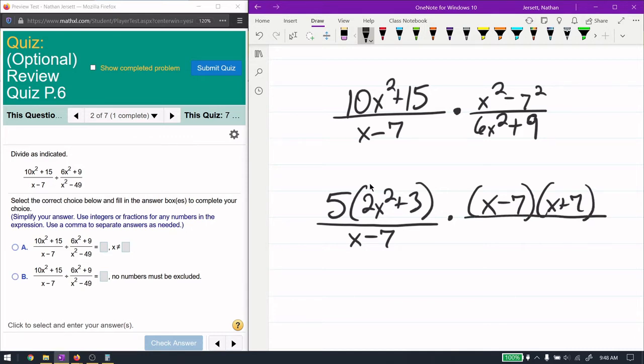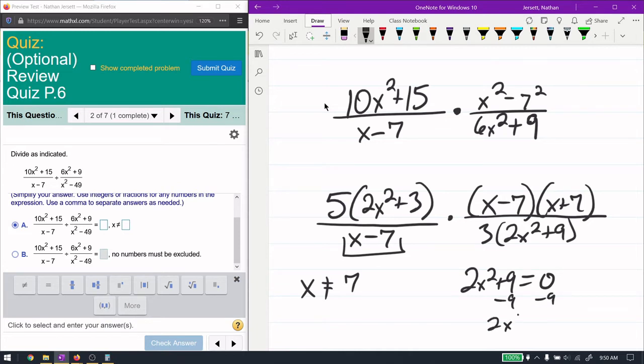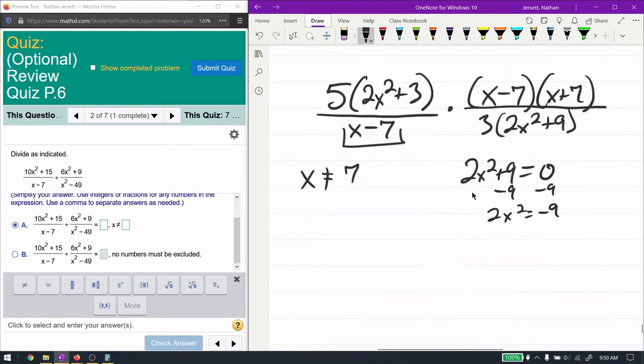This bottom thing, I can take out a 3 from it, giving me 2x squared plus 9. And now I can ask what values give us 0 in the denominator. So we can see that this one right here has an x plus 7. And so we know that 7 minus 7 gives us 0. So x cannot equal 7. This one, 2x squared plus 9. The question is when does that equal 0? So we subtract 9. Then we divide by 2.